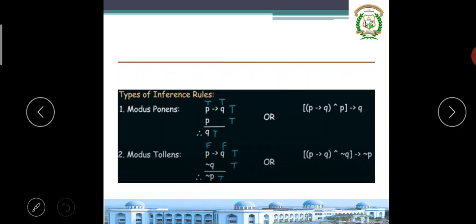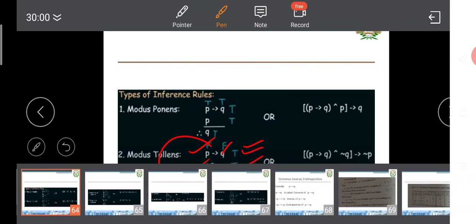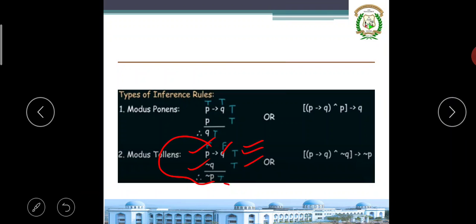How do you prove that? What are the assumptions? P implies Q and negation of Q are the assumptions. Assumptions are always true. When we say minus Q is true, it means Q should be false. When Q is false, P implies Q is true only if P is false. So minus P should be true. So it is proven.